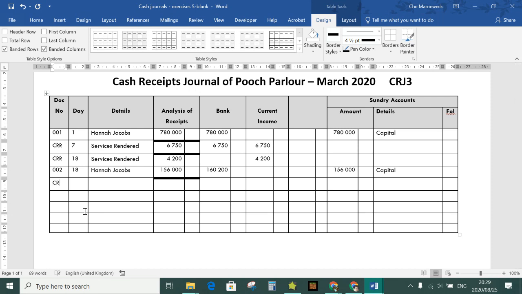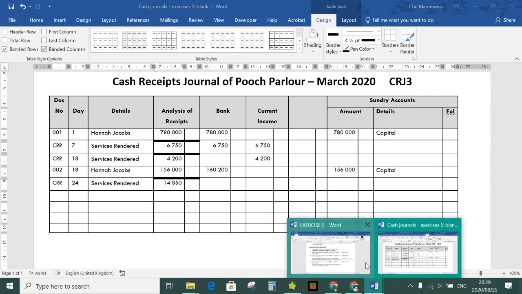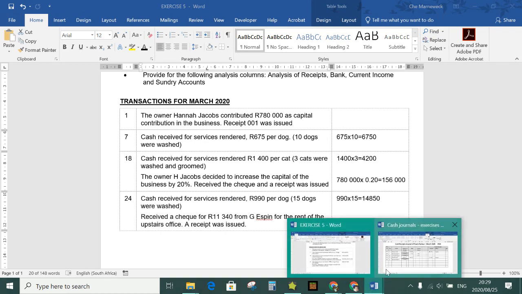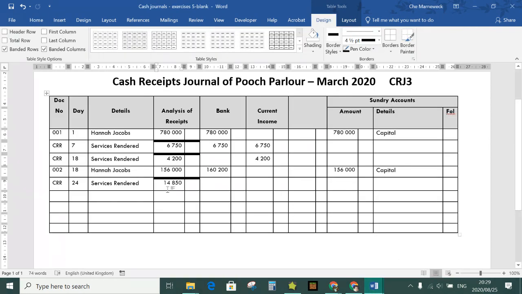So we're going to go CRR, day 24. Services rendered. We got 14,850. Do we receive more money on day 24? Hopefully you are saying yes, we do, because we do. So we don't deposit the money into our bank account yet. We don't underline yet. What do we call services rendered? Current income.